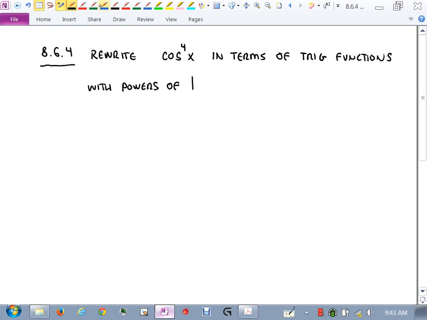So let me start off with this expression, cosine to the 4th x. And somebody tell me how I can rewrite that. I mean, cosine to the 4th x is the same as what?